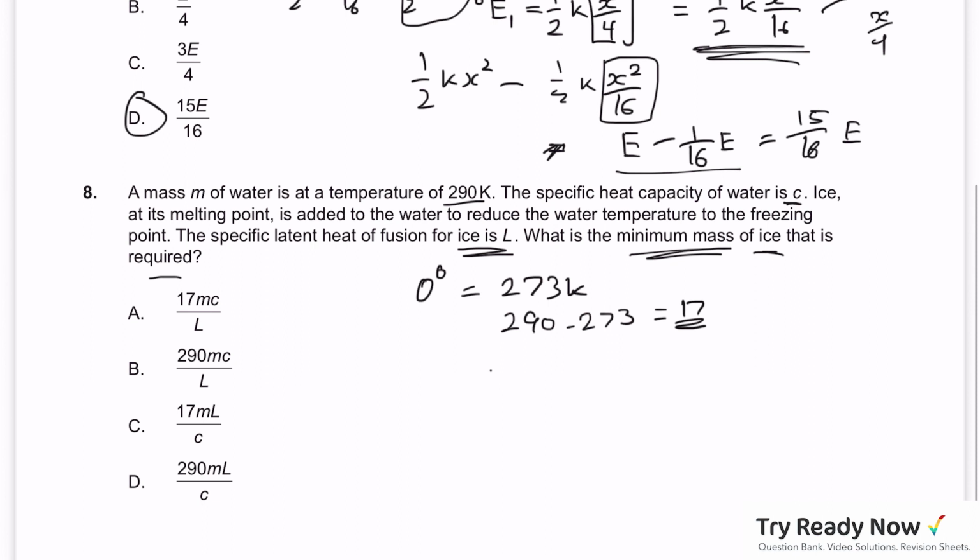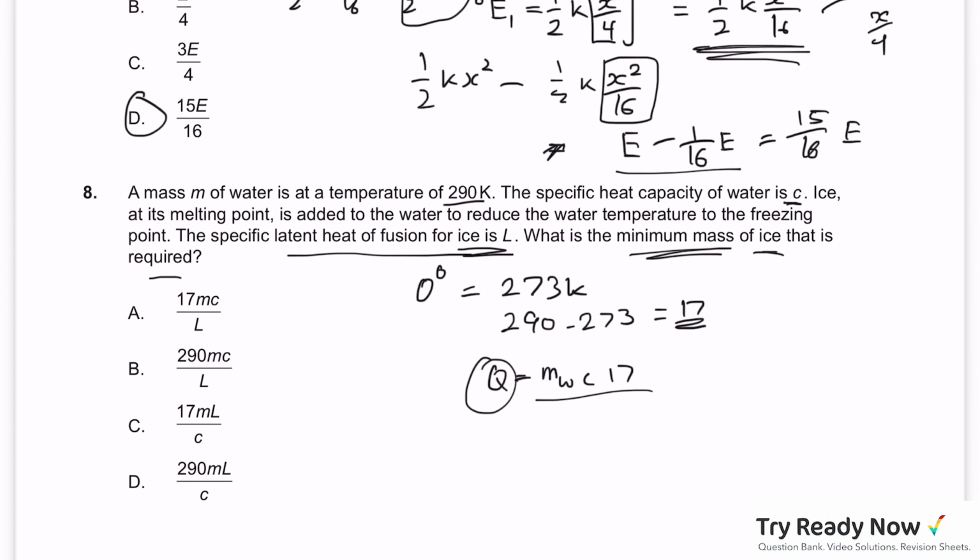So we know that the energy required to do this is just m, which is the mass of the water. I'm going to denote this with m_w. So the mass of the water multiplied by the specific heat capacity of water and the change in temperature, so 17. Where is this energy going to go? This is going to go into the latent heat of fusion of ice. So some of this heat energy from the water is going to go into melting the ice.